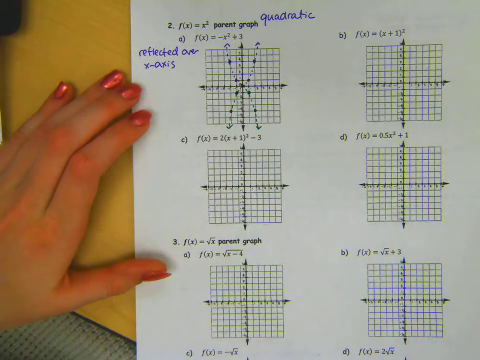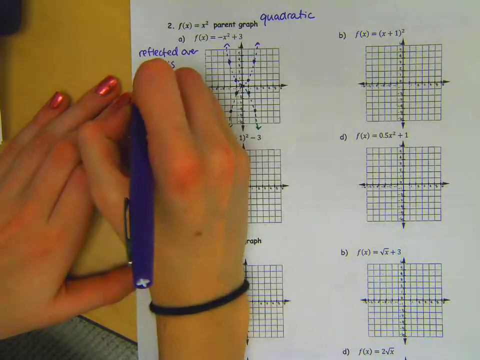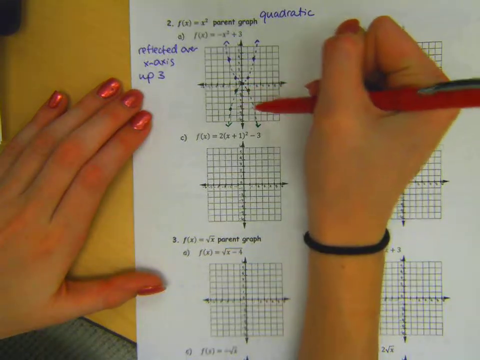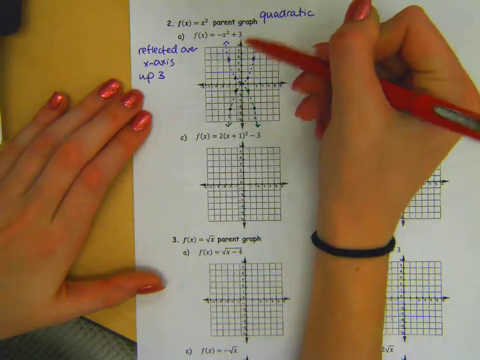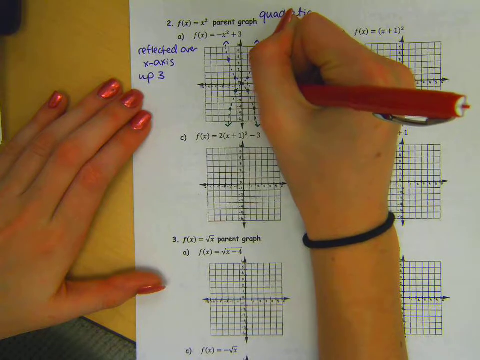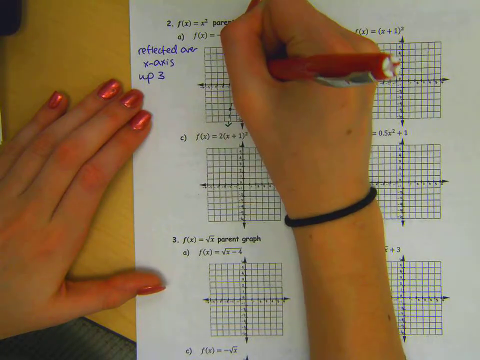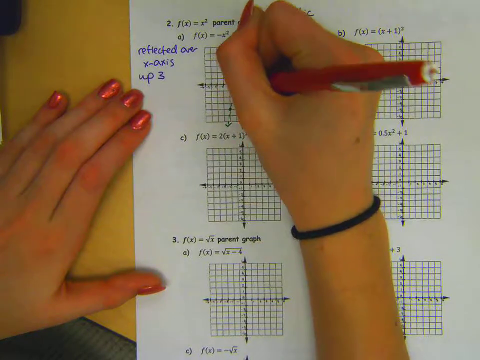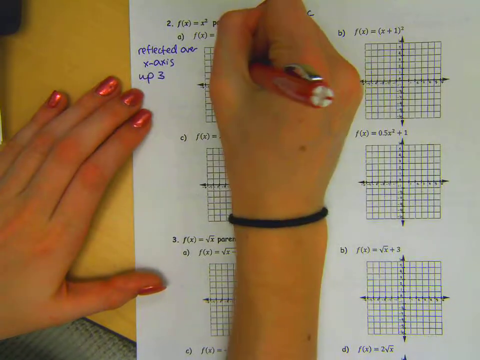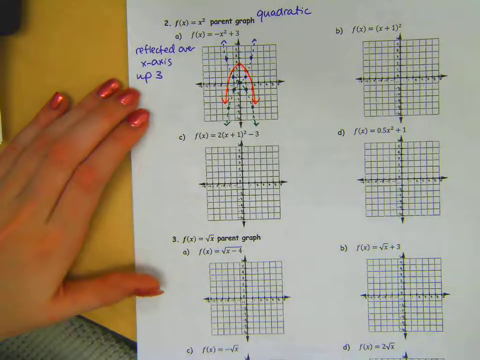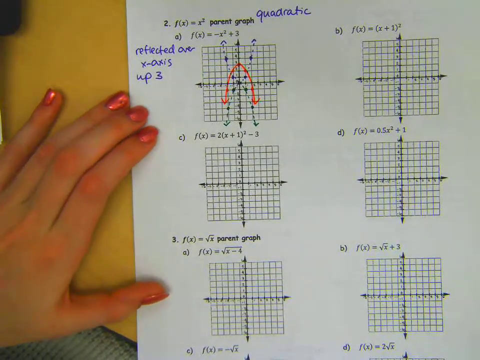And now I'm going to see, okay, well, I'm adding 3. So I'm going to move 3 units. So each of these green dots, I'm just going to slide up 3 units. So 1, 2, 3, 1, 2, 3. This one moves up 3 as well. 1, 2, and 3. So from here, I'm going to just sketch in my shape. That is my final answer for this one.